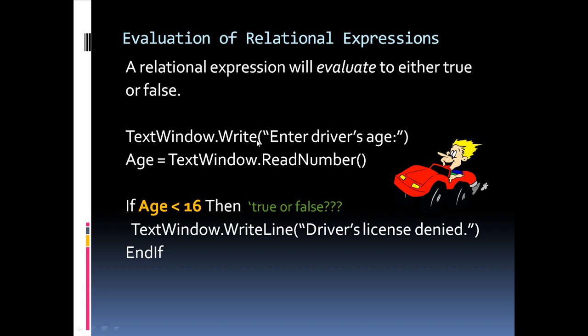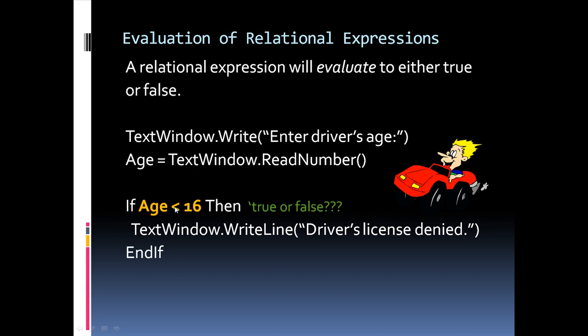Let's say we have a program. Somebody is prompted to enter a driver's age. Let's say this is for a driver's license facility. And we read that number from the console and put that number into age. And then we have to determine whether or not to give that driver a driver's license based on his or her age. So here's our relational expression in yellow.